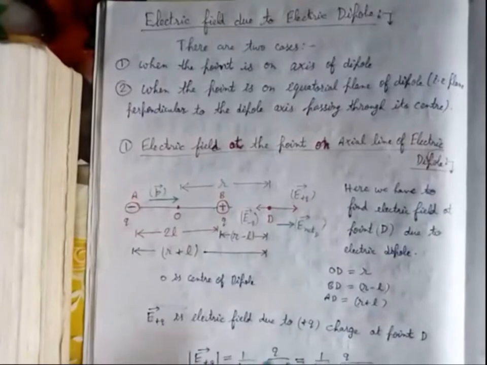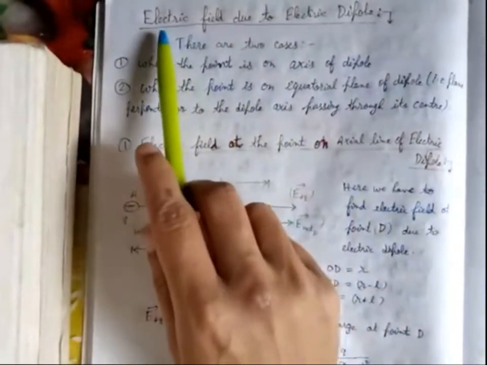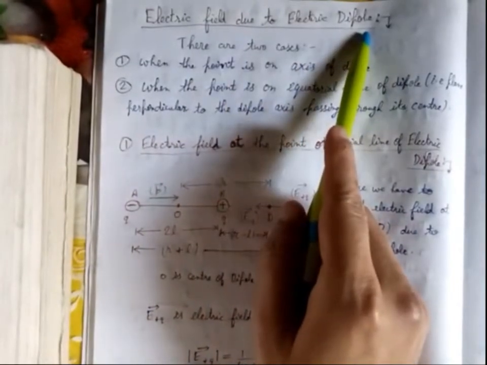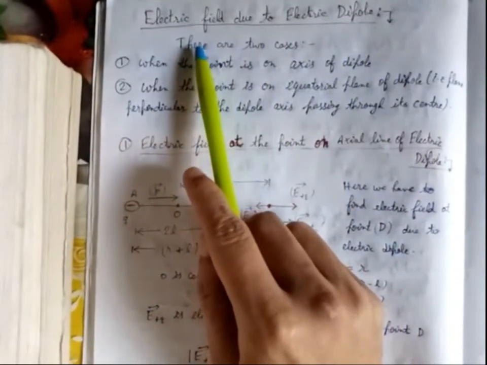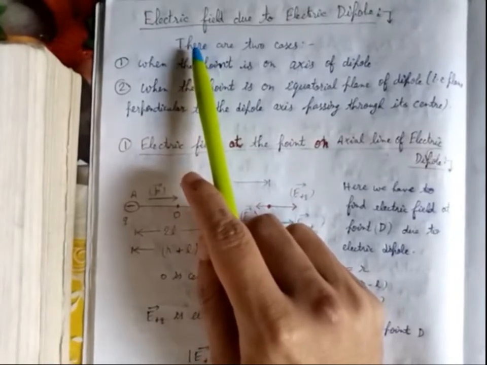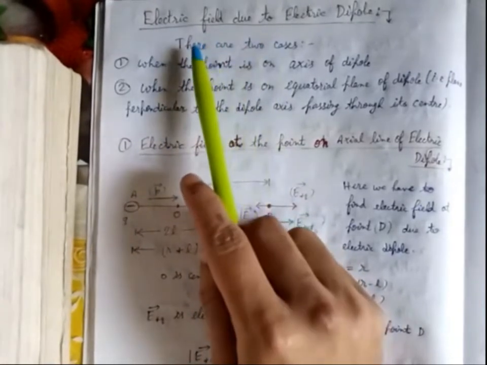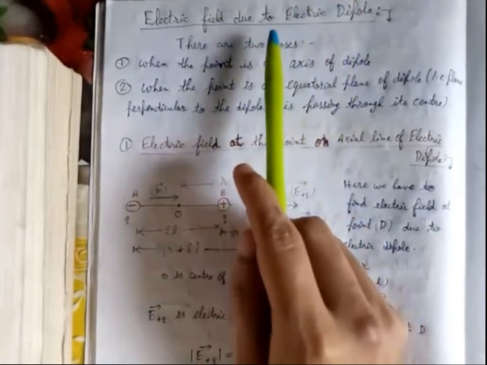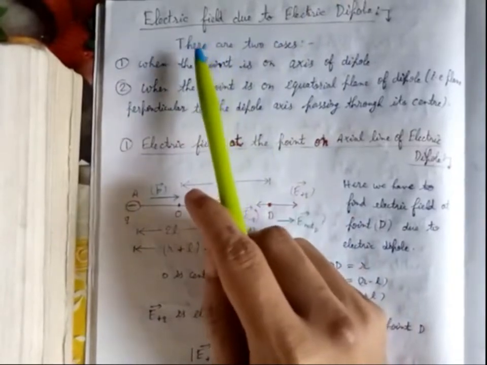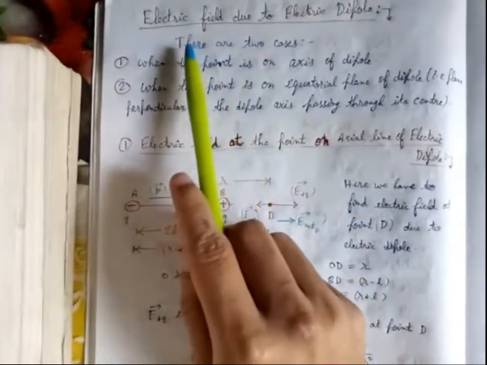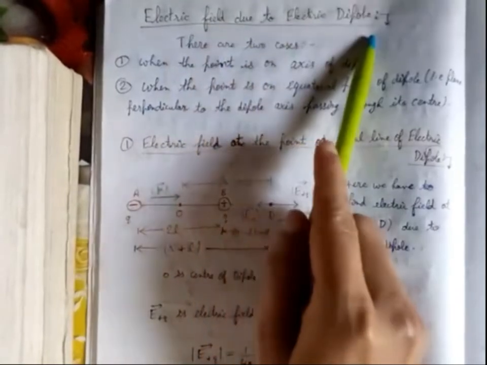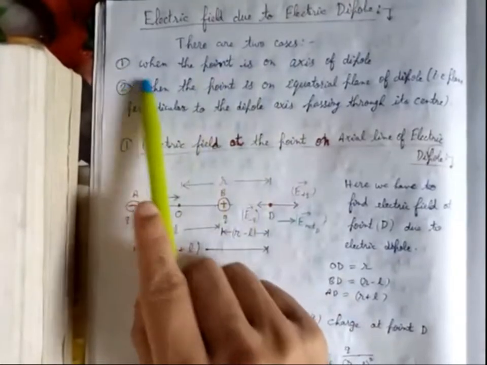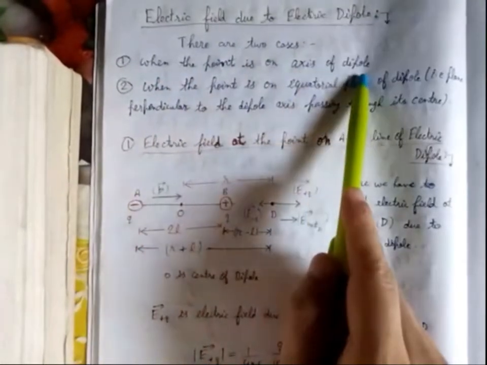Now the next topic we have to start is electric field due to the electric dipole, because in the previous topic I have already told you that the electric field due to electric dipole is non-zero, whereas the net charge is 0. So the electric field is present due to this electric dipole. So there are two cases. First, when the point is on the axis of the dipole.